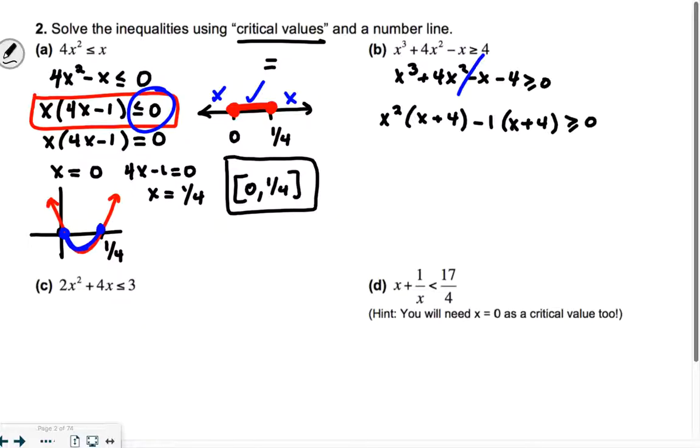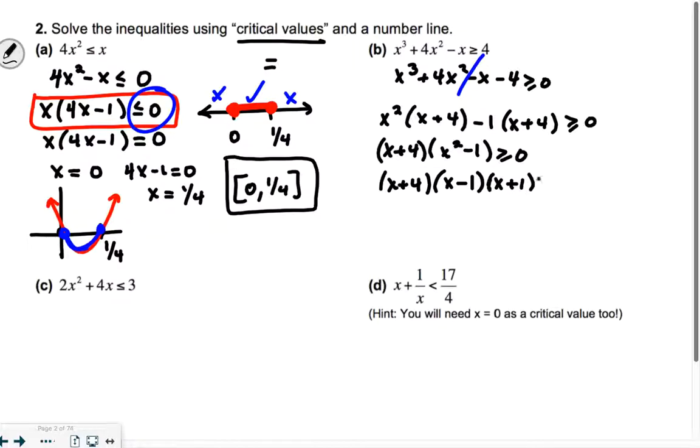So what we're doing now is factoring by grouping. This x plus 4 is now a common factor. It's now the GCF, so we pull that all the way to the front. And we write what's left. So we have x squared minus 1 left, which also factors: x minus 1, x plus 1.